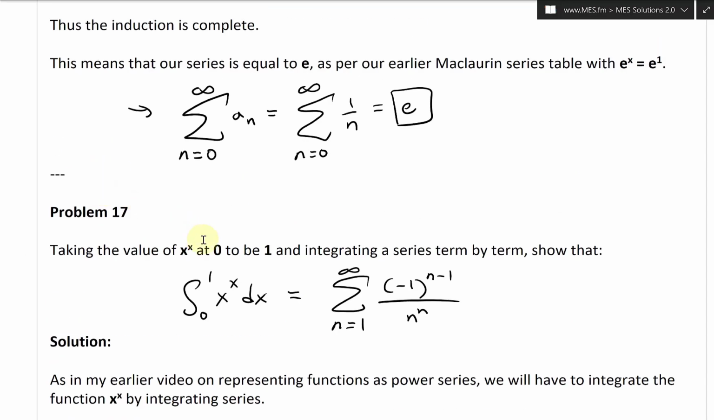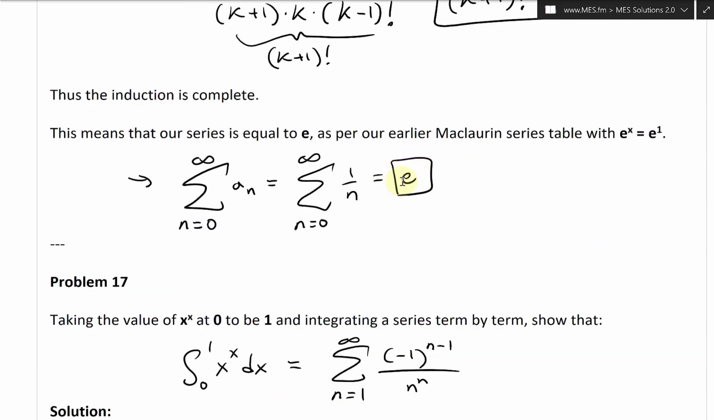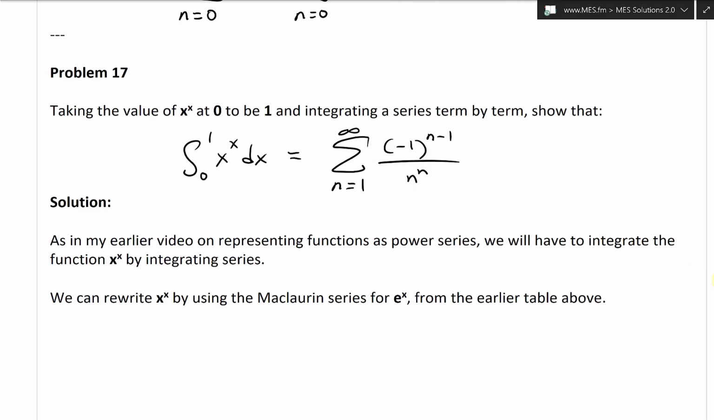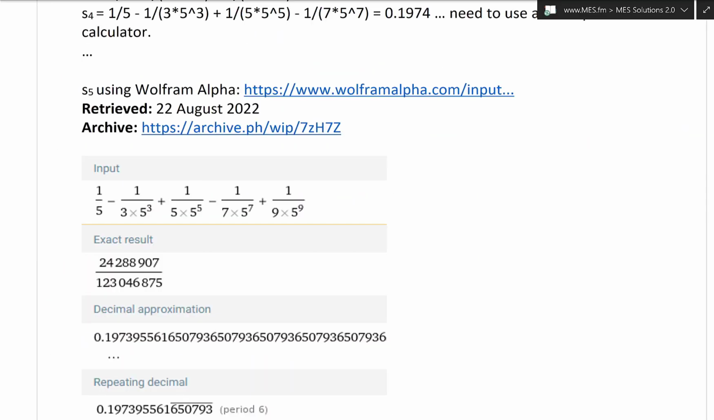Alright, so let's take a look at the solution now. As in my earlier video on representing functions as power series, we will have to integrate the function x to the power of x by integrating a series. We can rewrite x to the power of x by using the Maclaurin series for e to the x from the earlier table above. I'm going to scroll up to it, just in case someone uses the timestamp to go to problem 17 right away. So let's go all the way up.